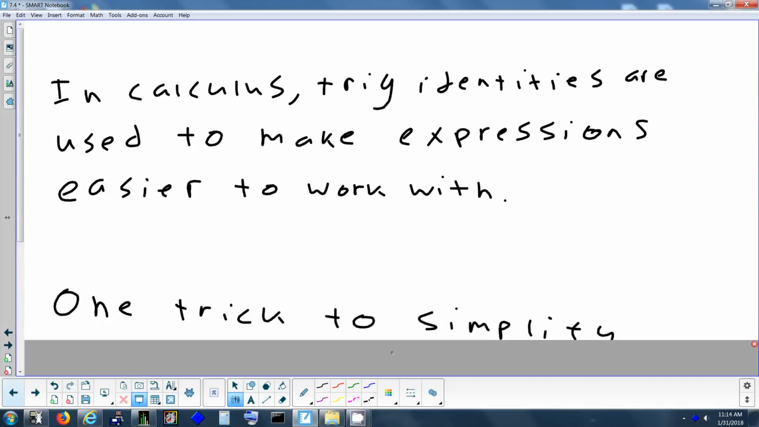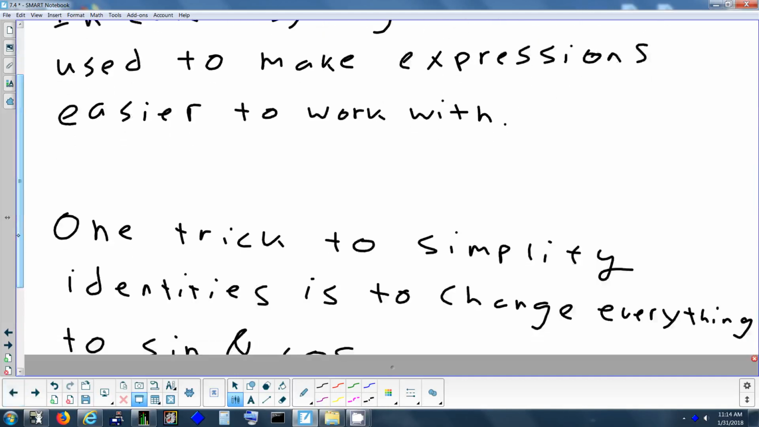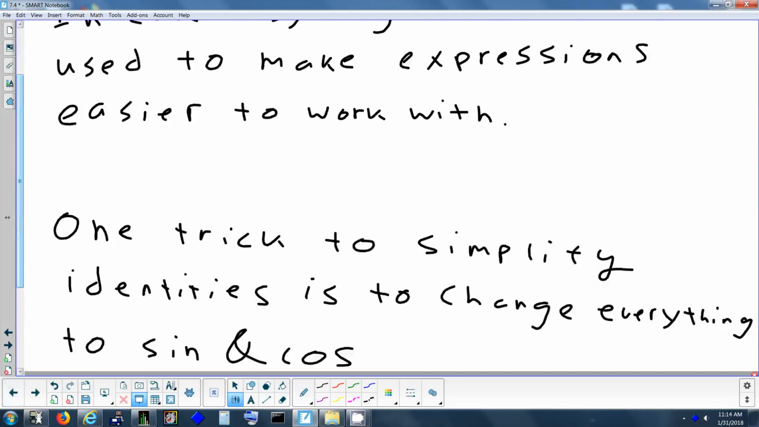So since sine and cosine are the two most important trig functions, basically one trick to simplify a trig identity is to change everything into sines and cosines. And I just showed you earlier that that can be done. I circled all the formulas you could use. And the hope is that when you change everything into sines and cosines, somehow something cancels out. Okay, every problem that I give you has been made so that it will work out nicely.